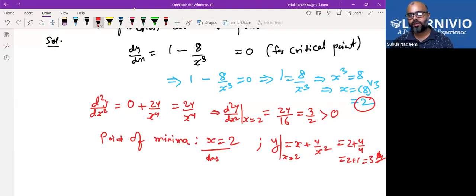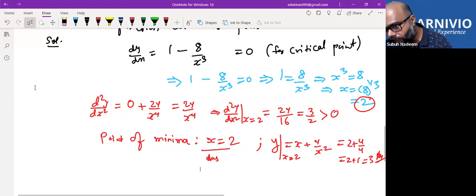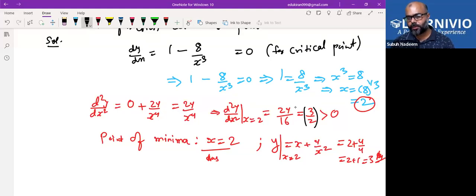So how is it? 3/2 is greater than 0, no? So this will be the point of minima, 2 will be the point of minima. Three by two is a positive number. So this x is equal to 2 is a point of minima, right? This 2 is what we obtained, where dy by dx is 0.